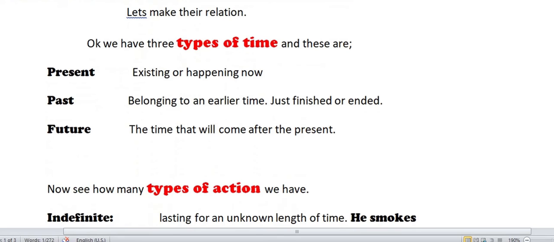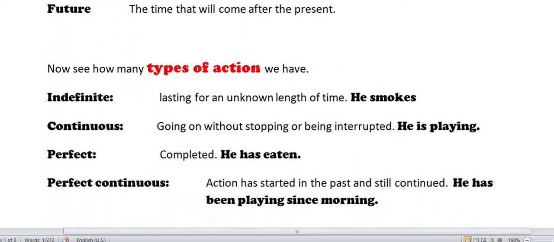Now see how many types of action we have. We have four types of actions, and these actions are indefinite, continuous, perfect, and perfect continuous. Now you get the point. Whenever there's a tense, such as present indefinite, past indefinite, or past perfect, one word belongs to time and the other word belongs to the action. So this is the relation of time and action. This will make your work easy. Let's see what these words mean.